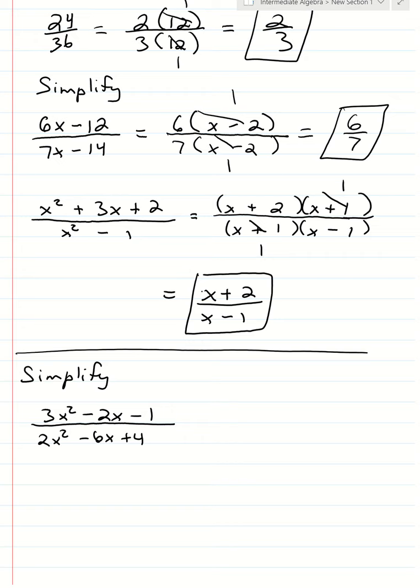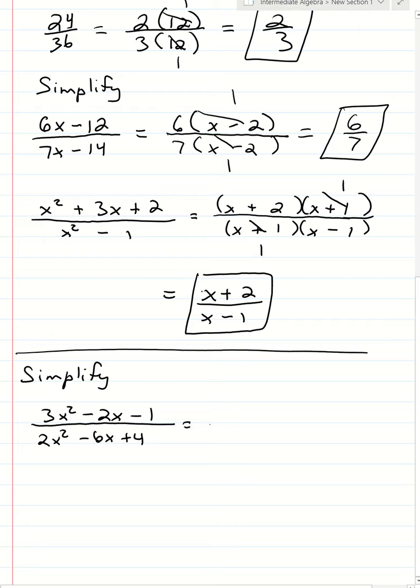Why don't you pause the video for a moment, try performing the factoring on this particular rational expression, the numerator and the denominator, and then see if anything simplifies, okay, because it's the same factor in the numerator and the denominator. When you're done, turn the video back on and let's see how you made out.